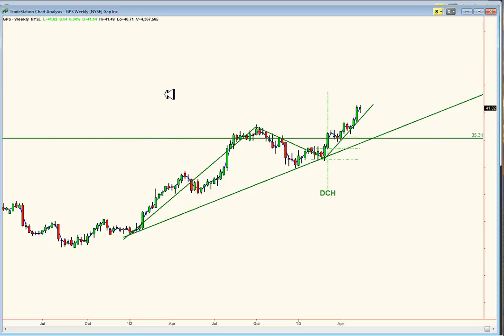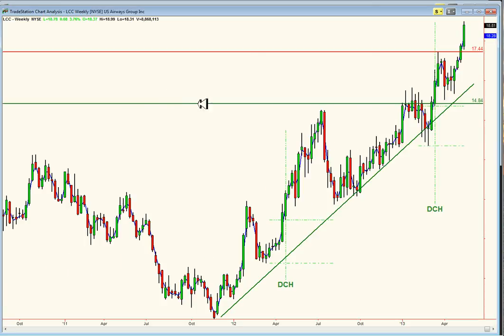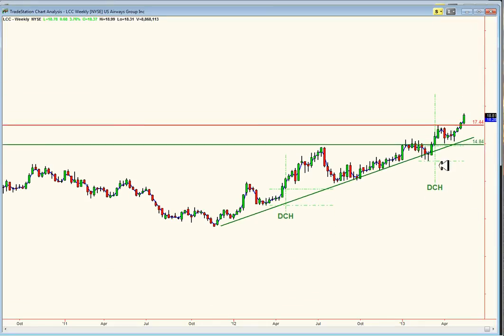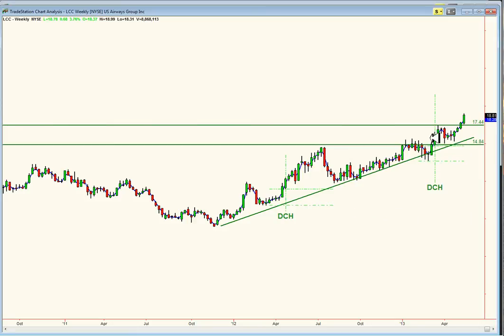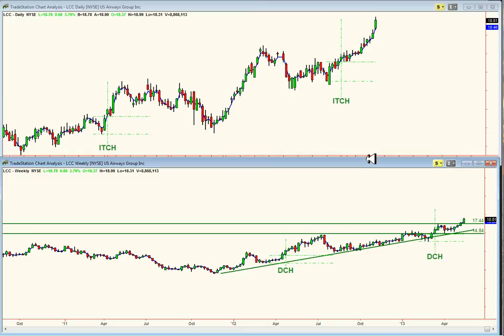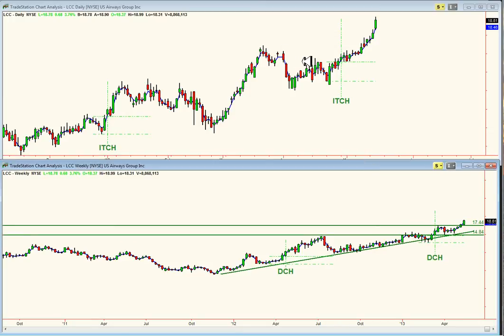How about LCC? Look at this. Broke out, came back and tested the previous breakout and now is breaking out again. Breakout, DCH came back. So on the daily chart, you should have had some kind of rest right here, and then gave you an ITCH, corresponding signal.